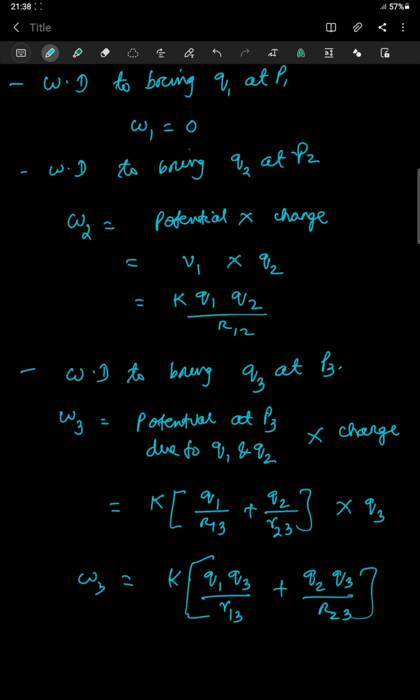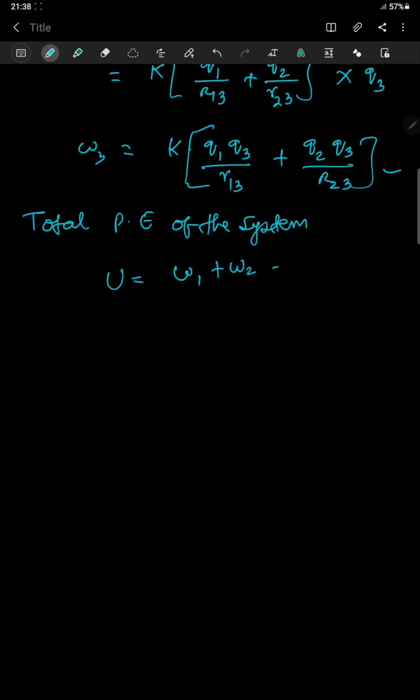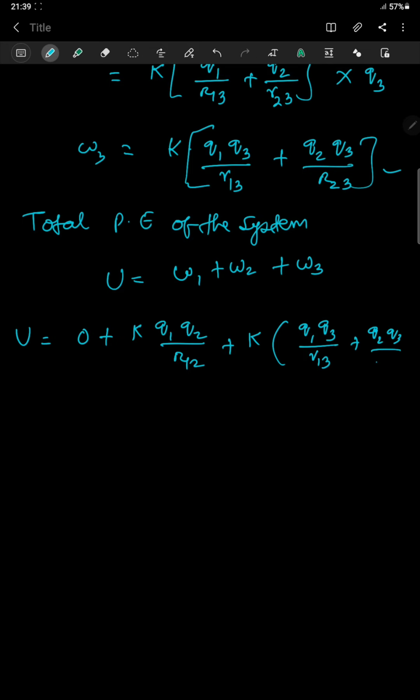So what will be the total work done then? I have to add these 3. So the total potential energy of this system, U, will be equal to W1 plus W2 plus W3. If you expand it, U comes out to be 0 plus K Q1 Q2 divided by R12 plus K, taking common, Q1 Q3 by R13 plus Q2 Q3 divided by R23. Okay, so this is the expression.